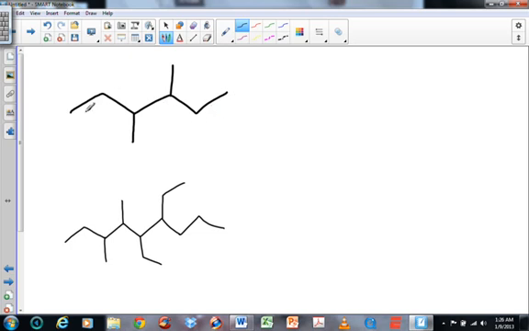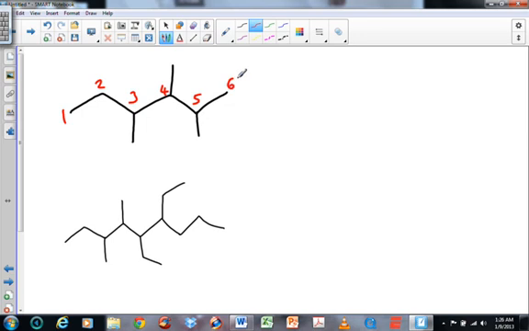Alright. The first thing you've got to do, as we said before, is figure out the longest carbon chain. In this case, that's going to be, you know what? Let me just make one difference to this. Let me add something here. The longest carbon chain is going to be carbon 1, 2, 3, 4, 5, and 6.